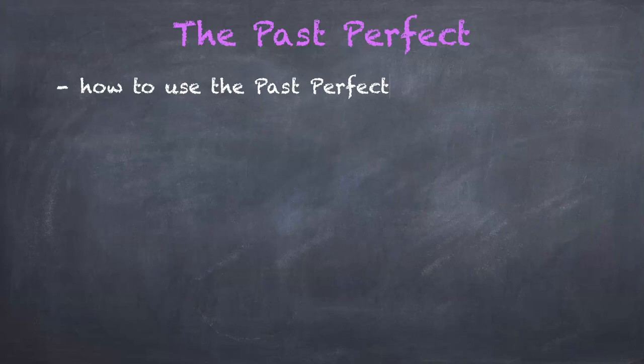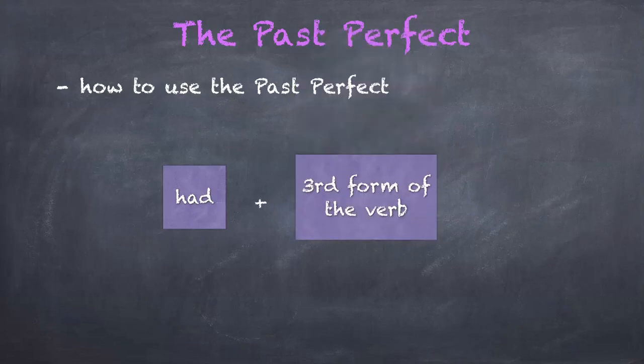How do you do it? How do you use the past perfect? When you want to build the past perfect, you need had and the third form of the verb. The third form of the verb is verb plus ed, and the irregular form is the third form. You have to learn those by heart.